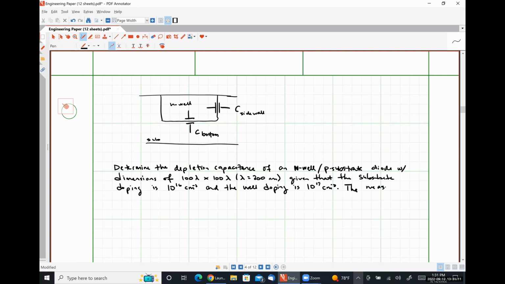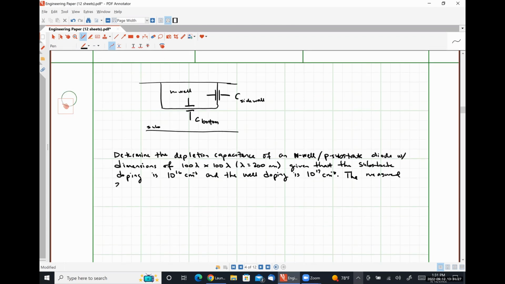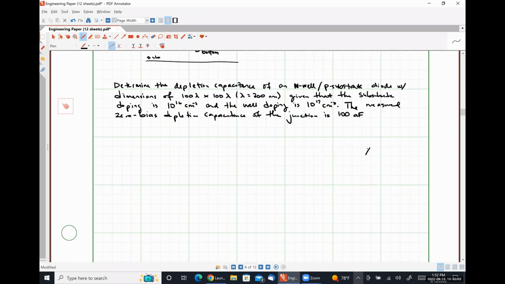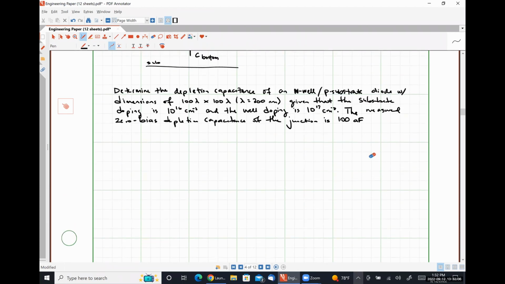The measured zero bias depletion capacitance of the junction is 100 attofarads per micron squared. Sorry, my stylus keeps jumping on me.